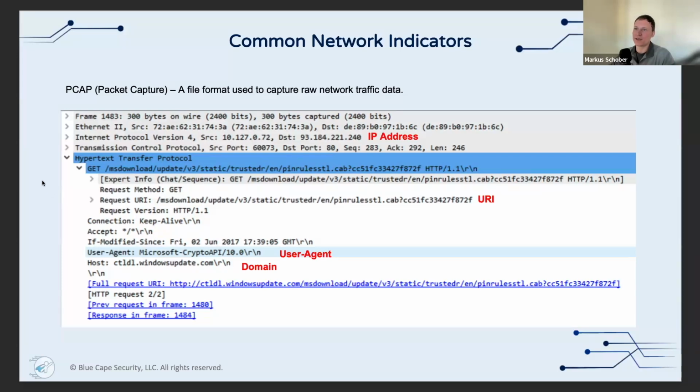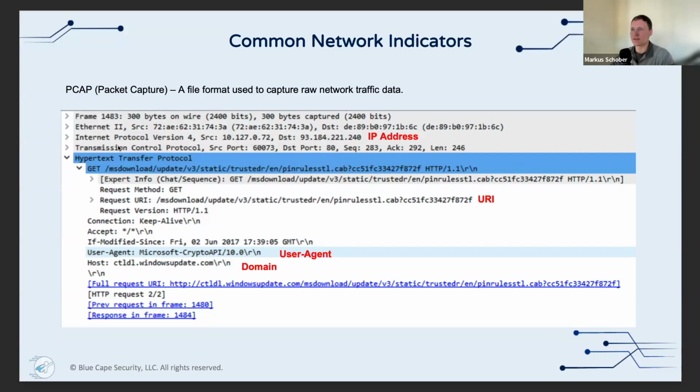Basically, a PCAP is a packet capture. It's a frame that is going to contain raw network traffic data. We have the basic layers of the frame and the Ethernet layers, and then we have the IP layer. On the IP layer, we can already tell where this packet was connecting to, so basically what the destination IP address is. And that's the first indicator.